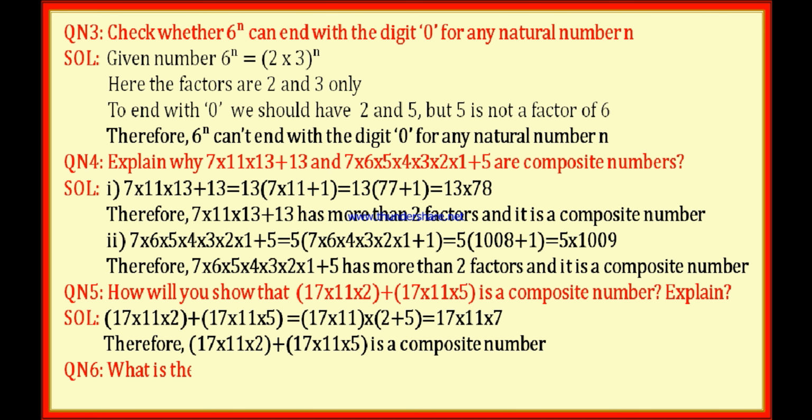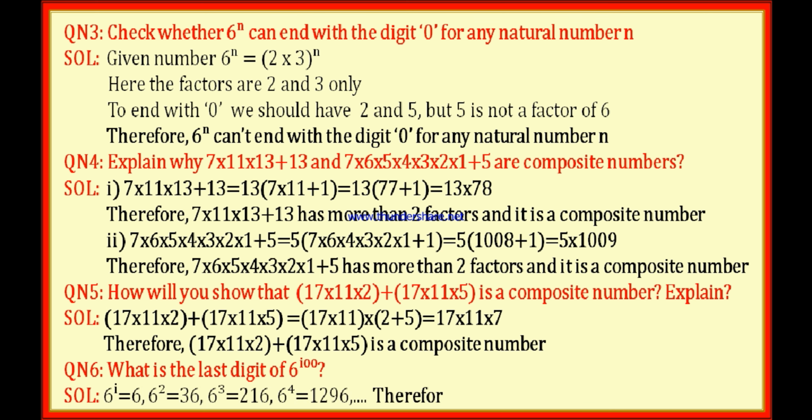Now question number 6. What is the last digit of 6 power 100? Here 6 power 1 is 6. If you find 6 square, 6 into 6 is 36. 6 cube, 6 into 6 into 6, is 216. And 6 power 4 is 1296. Like this, if you observe, 6 power 1 is 6, 6 square units digit is 6, 6 cube units digit is 6, 6 power 4 units digit is 6, and so on. Therefore, the last digit of 6 power 100 is 6 only.